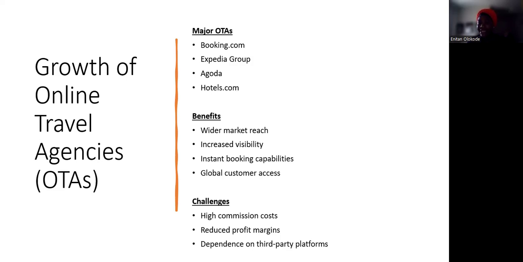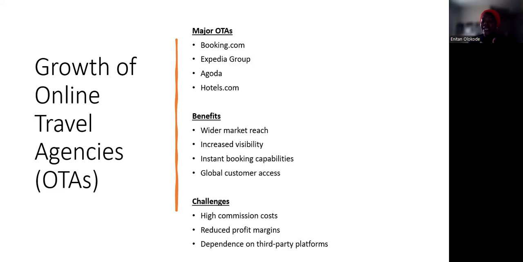As a one man, the reach, the access, the awareness, the visibility OTAs would create for me as an individual, it will be very, very difficult to achieve within that particular time, and OTAs will drive that market for me.